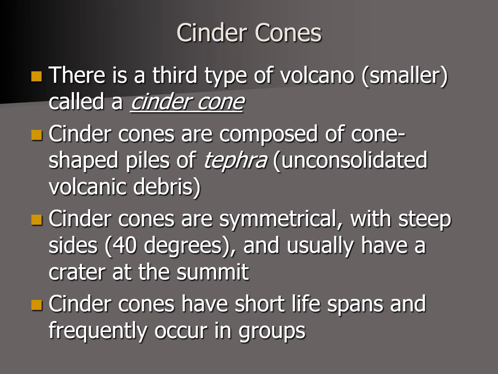So there is a third type of volcano called a cinder cone. They're much, much smaller than your stratovolcanoes. And why is it called a cinder cone? Because it's a cone-shaped pile of tephra. Remember, tephra is a generic term for unconsolidated volcanic debris. These things tend to be almost perfectly symmetrical, and they're very steep, 40 degrees, and usually they have a crater at the summit. They tend to be made of basalt.